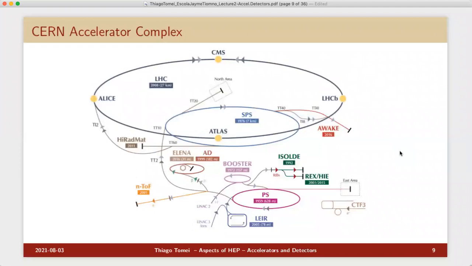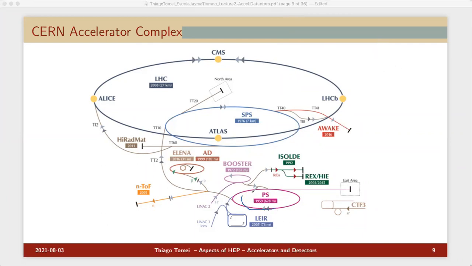Okay, so in slide number 9, I quickly show to you the CERN accelerator complex. Let me quickly go through this. All these accelerators were, when they were designed and built, state of the art. So the first proton synchrotron was constructed in 1959, and it has 628 meters of circumference.